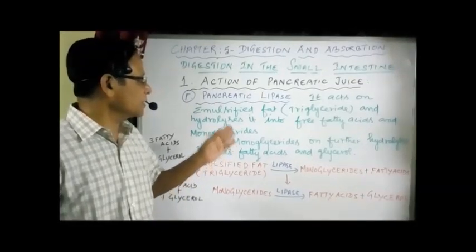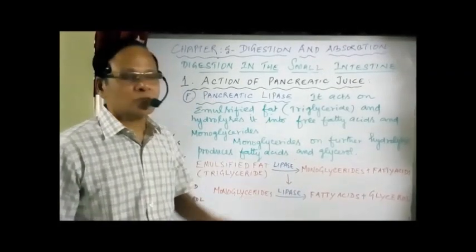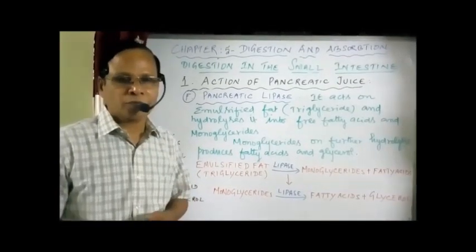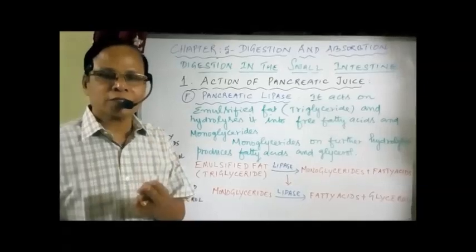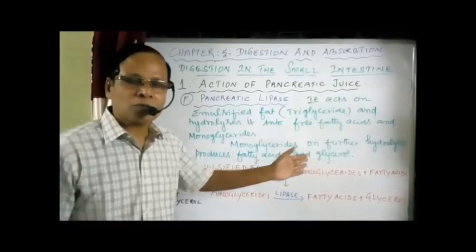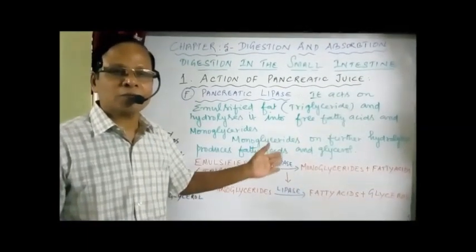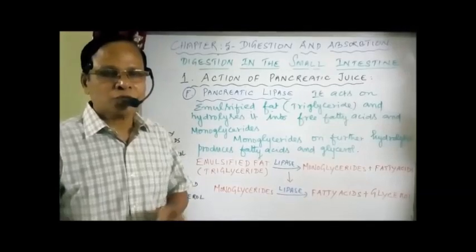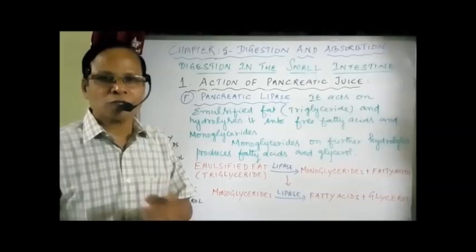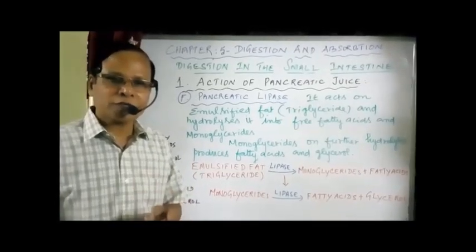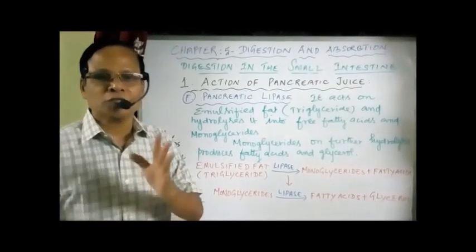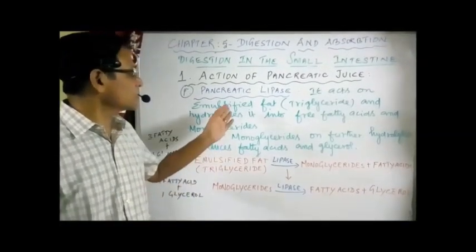So the fat is being broken into free fatty acid and then monoglycerides and sometimes diglycerides also. A diglyceride is formed of two fatty acids and one molecule of glycerol. The monoglycerides are further hydrolyzed by the same lipase enzyme into fatty acids and glycerol. Monoglyceride is formed of one fatty acid and one glycerol, diglyceride of two fatty acids and one glycerol, and triglyceride of three fatty acids and one glycerol. That's all about the enzymes of pancreatic juice.